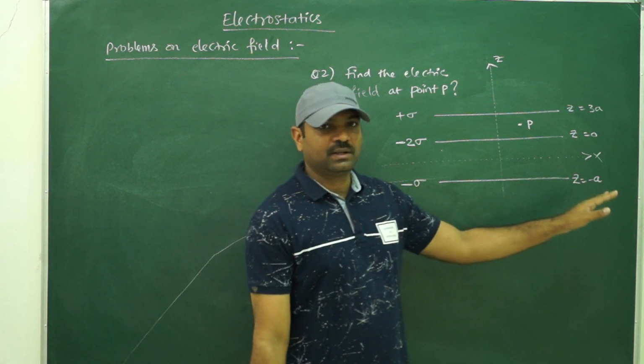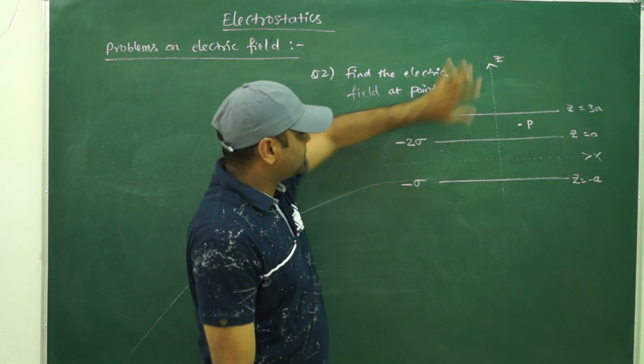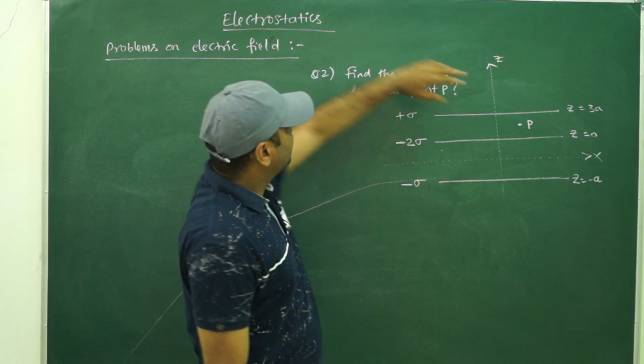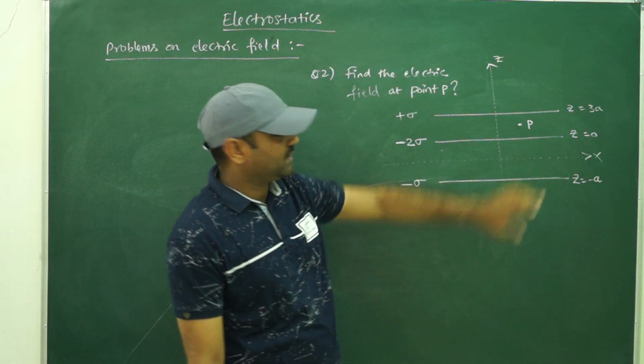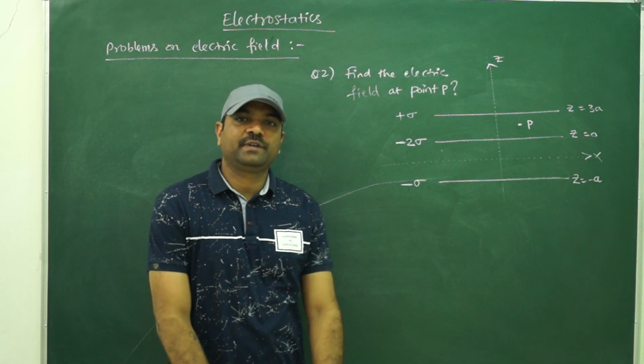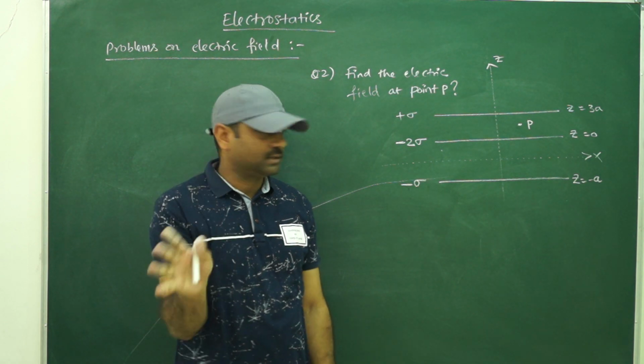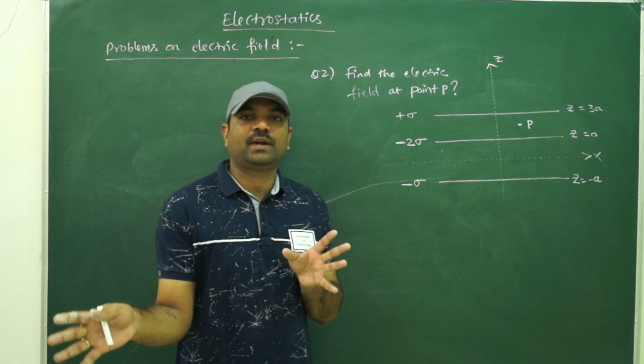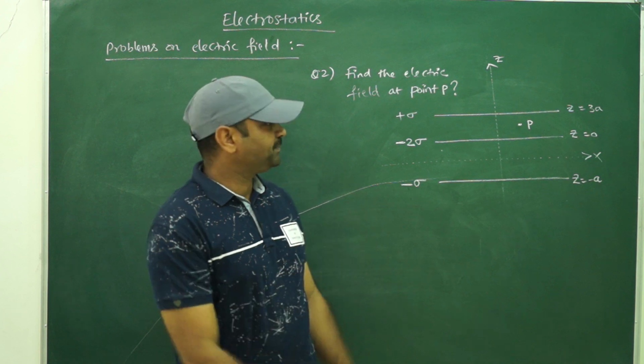As this is the first, let me explain the question. Okay, so these are the charge sheets given, and at point P, somewhere they have given point P, and there you need to identify the electric field vector. Suppose field strength I require, field direction also required.